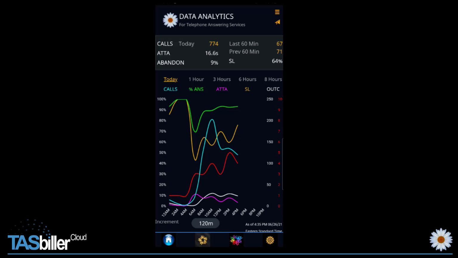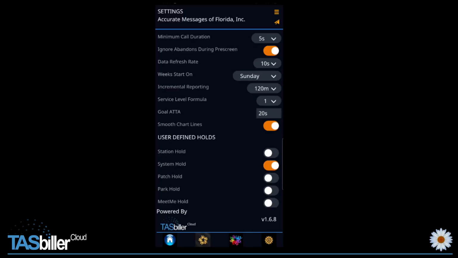This top bar also slides across, so I can look at how many calls were assigned today. I can look at how many outbound calls were made today, along with average talk time, and how many calls were on hold. Now, I'm going to click on the lower right gear, which is the settings button, and talk about settings for a minute.